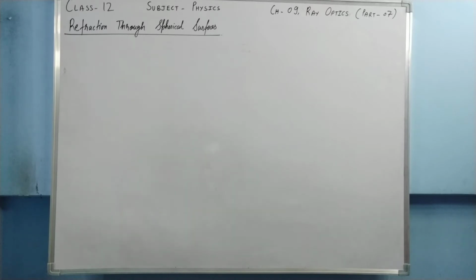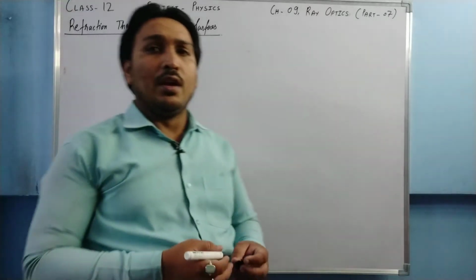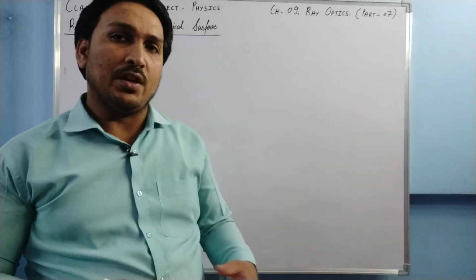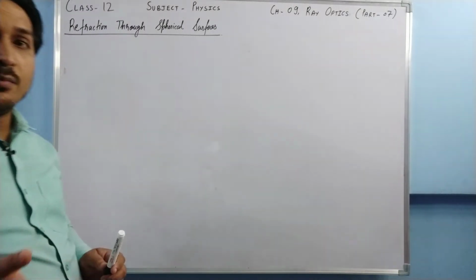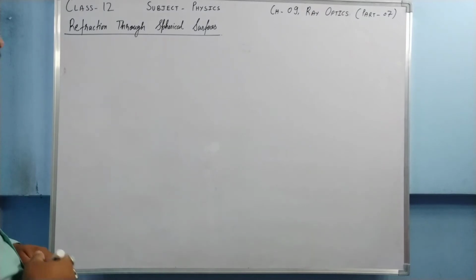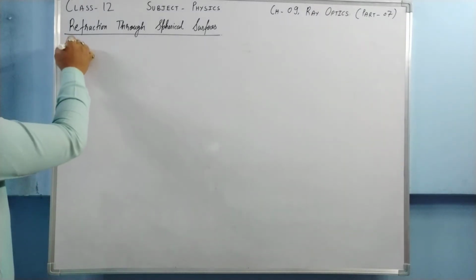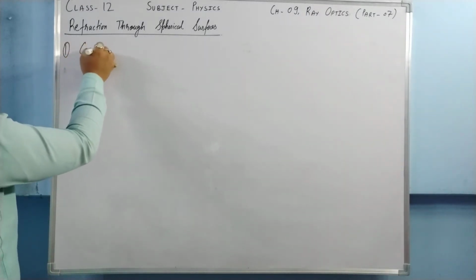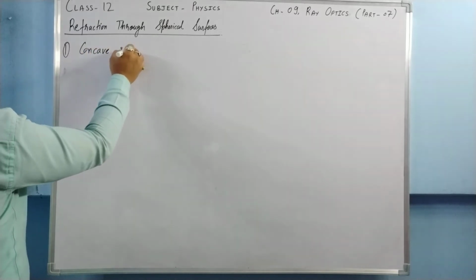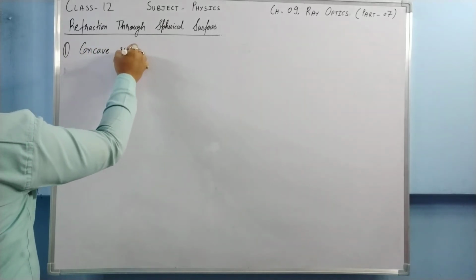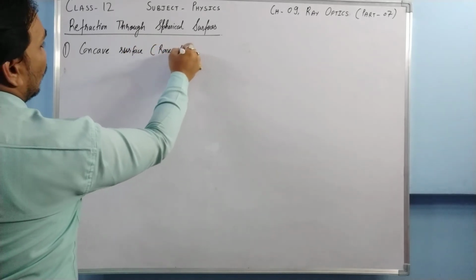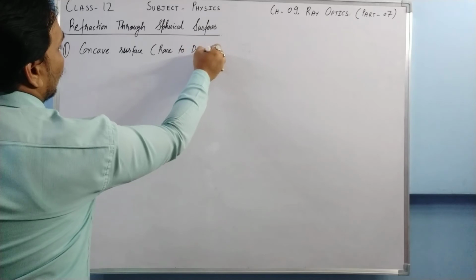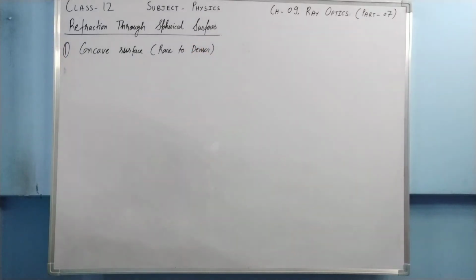Now what are spherical surfaces? We have discussed them already. The spherical surfaces are part of a sphere. There are 2 types, concave surface and convex surface. There can be 6 cases related to it. I am going to do 1 or 2. Rest of you try by yourself. So I am going to do concave surface. I am going to solve it for rare to denser medium. Okay. 1 concave and 1 convex I'll do. Rest of you solve by yourself.